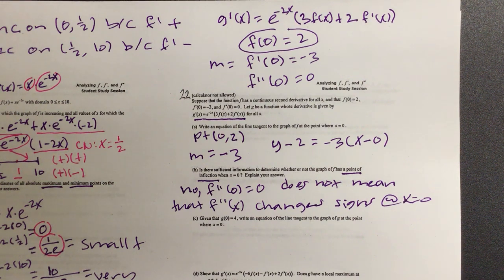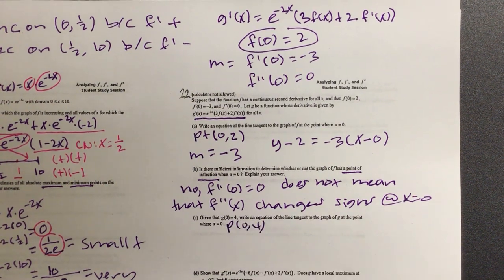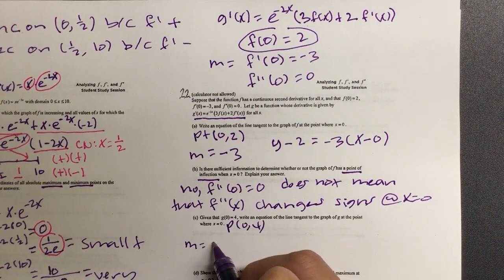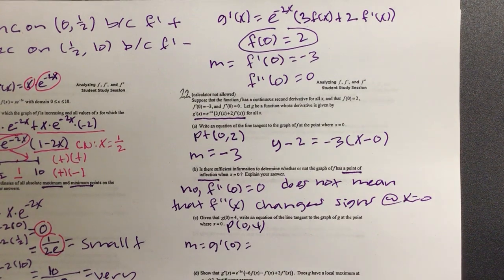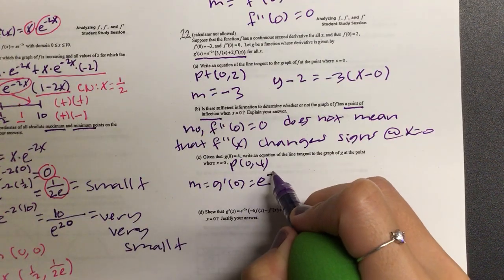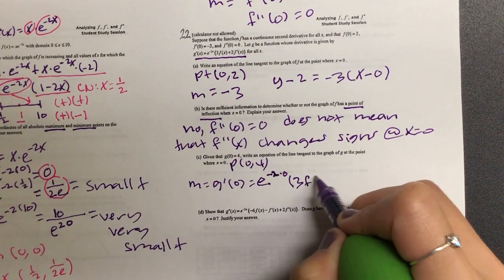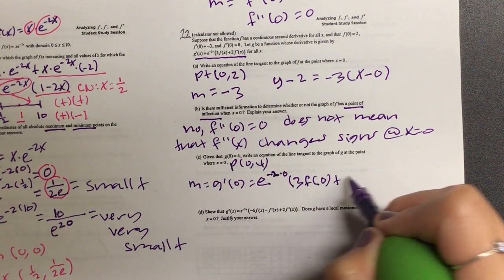Okay, let's go to part C. Ashlyn, let's read part C. Given that g of 0 equals 4, write an equation of the line tangent to the graph of g at the point where x equals 0. So we already have a point, (0, 4), so that's nice. And then we need to find out the slope. The slope is represented by g prime of 0. And don't we already have an equation for g prime of 0? Yep, let's plug it in. The equation is right up here. So we have e to the power of negative 2 times 0, and then we have 3 f of 0 plus 2 f prime of 0.